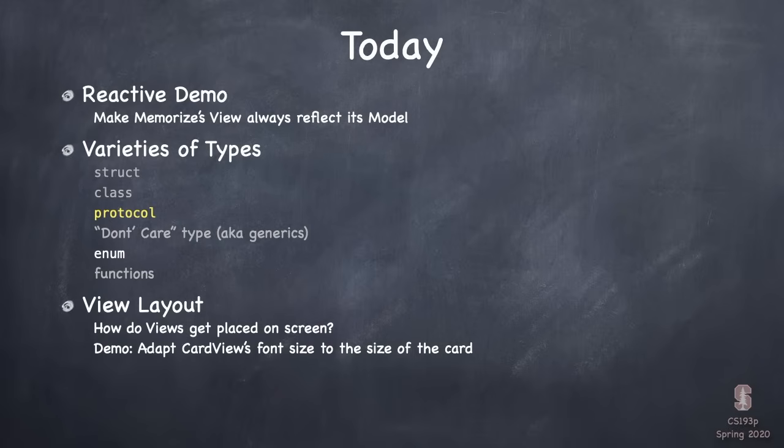And next time, we're definitely going to lay out our cards in rows and columns instead of all in a horizontal line like they are now. And we'll also get started on actually having our model play the game and implementing some of our logic. But for now, let's do this reactive Swift demo.